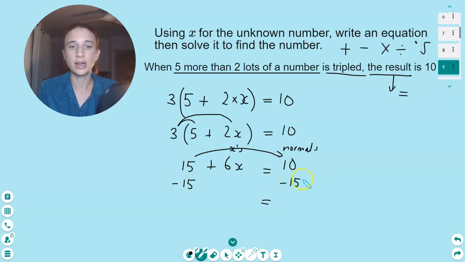And what I do to one side, I do to the other. 15 take 15 is just 0. We've got 6x. 10 take 15, well, we're crossing into the negatives. -5. And then x equals -5 over 6. Because, oops, I skipped a step. Divide by 6 on both sides. Now, hopefully that is looking all right.